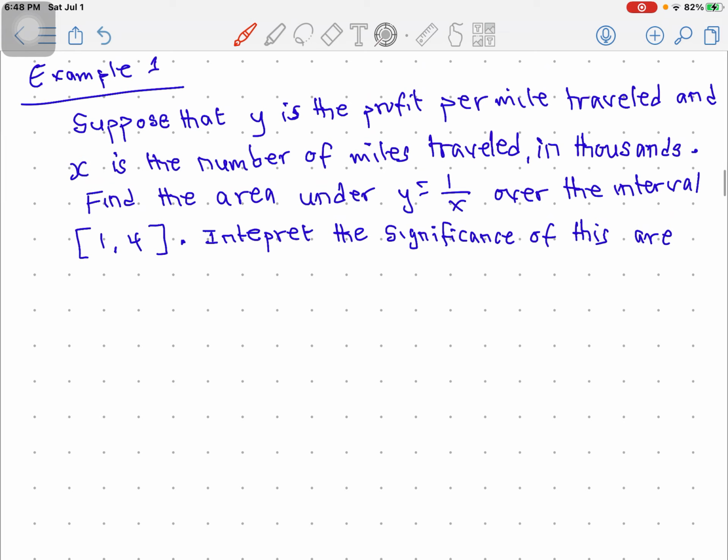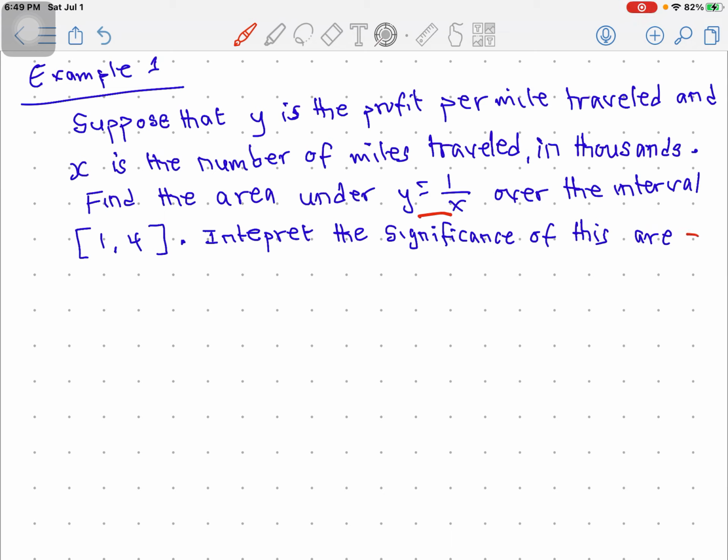So now suppose that y is the profit per unit or per mile traveled, and x is the number of miles traveled in thousands. So the question is, we should find the area under y equal to 1 over x over the interval 1, 4, and then we should interpret the significance of this answer, right?